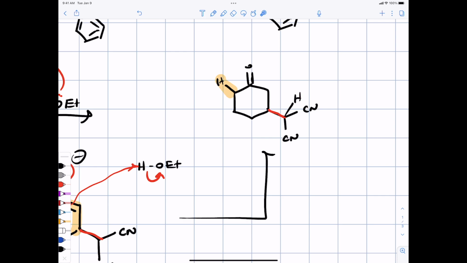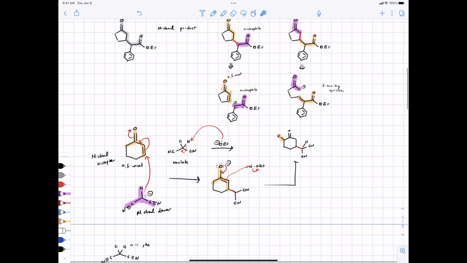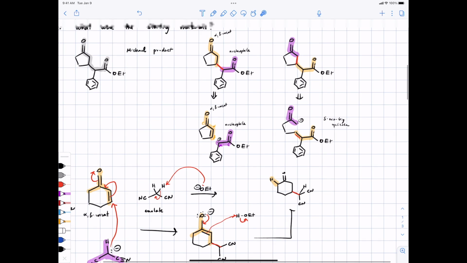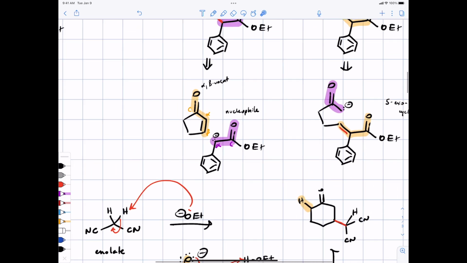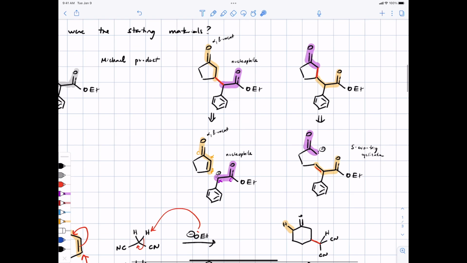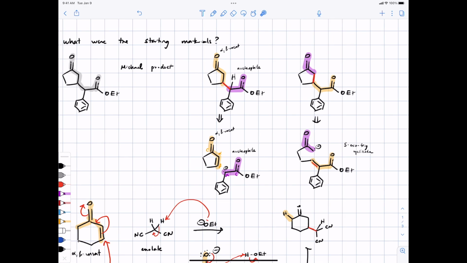And I think your text supports that because most of the examples they have of Michael donors have alpha protons that would be especially acidic. Even here in this Michael product, there's a reason to expect this proton to be more acidic than these alpha protons, and that's because you've got this extra benzene ring. So that's actually what I think is going on.